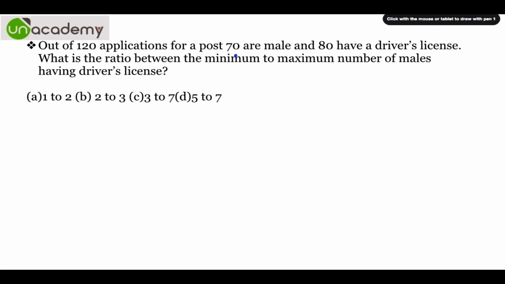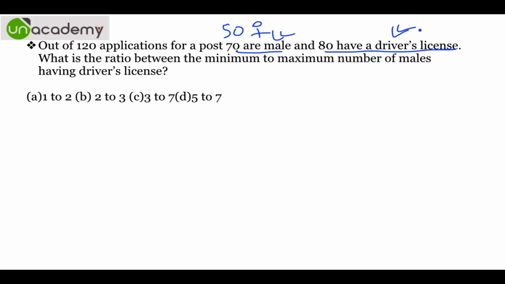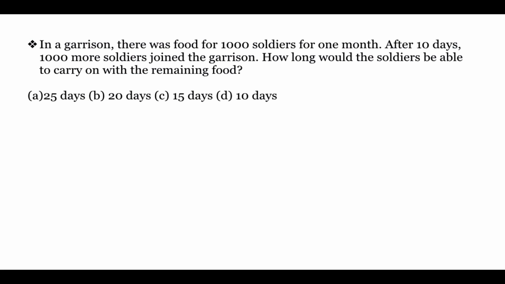Out of 120 applicants for a post, 70 are male. So obviously 50 are female, and 80 have a driver's license. What is the ratio of the minimum to maximum number of males having a driving license? The minimum is where all 50 females have a license, so 30 males have to have a license, and the maximum is where all 70 can have one. So the answer will be 3 to 7. Very, very simple, no problem.